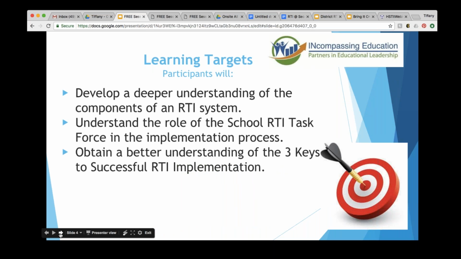At the end of our session today, participants will have developed a deeper understanding of all of the components that create an effective and successful RTI system. You will also understand the role and the value of an RTI school task force and how that figures into the implementation process. Finally, you'll develop a much better understanding of the 3 keys to successful RTI implementation that can help you hit the ground running with RTI implementation in your district or building.